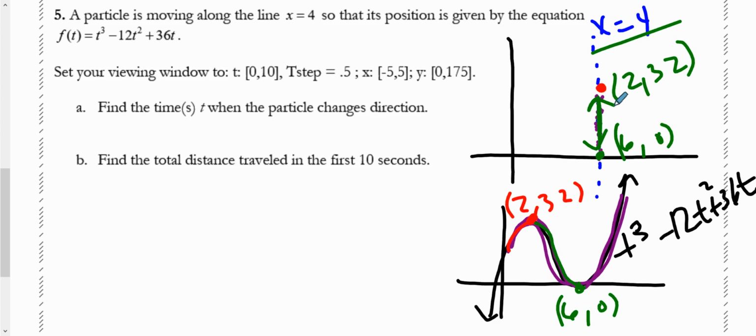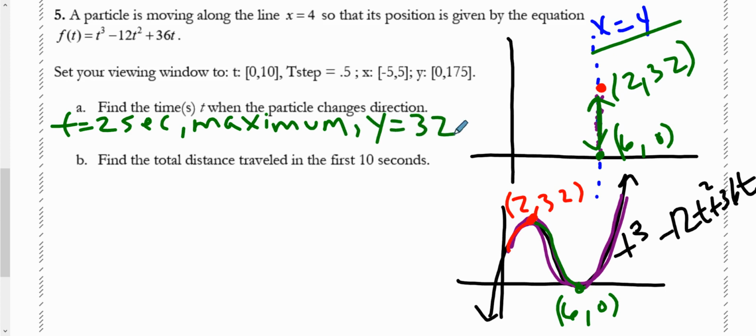So what we're going to say is that the particle changed directions at t equals 2 seconds, and this is at a maximum, or we should say a relative maximum, localized maximum, and the y is equal to 32. And we're not exactly sure what units these are, 32 feet or what exactly it is. And then we also have at t equals 6 seconds, we have a minimum, and that's when the y is equal to 0.